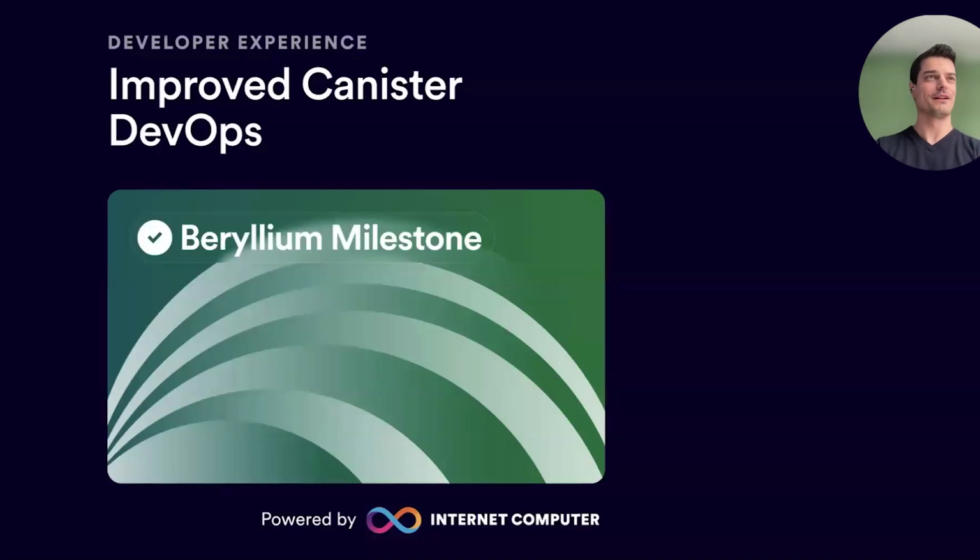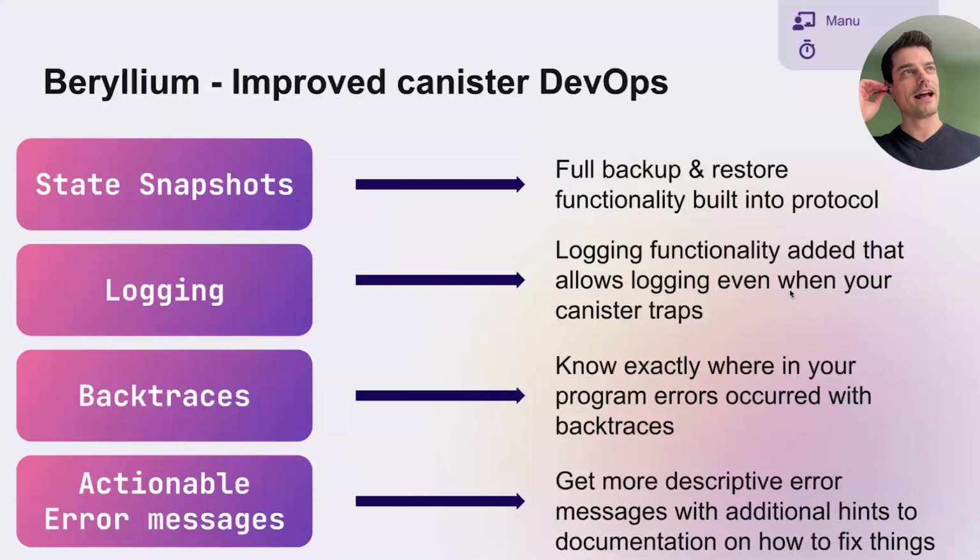Let's move to the third milestone that we reached this month, which is the Beryllium milestone, which I said was about simplicity. We all know that writing software is hard. It's easy to introduce bugs, and we want people to write more and more advanced applications on ICP. So we want to make sure that we give developers all the tools that they need to be successful at writing correct advanced applications on ICP. And we can summarize the things that we added for Beryllium in four things.